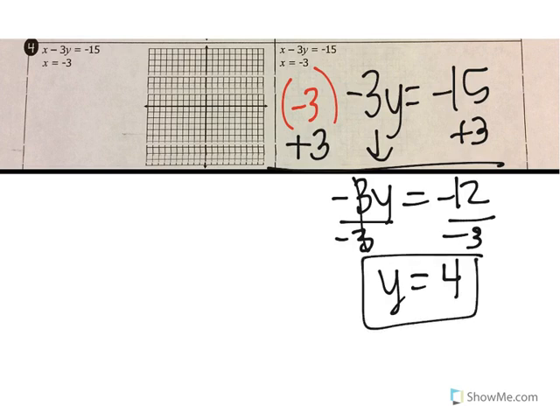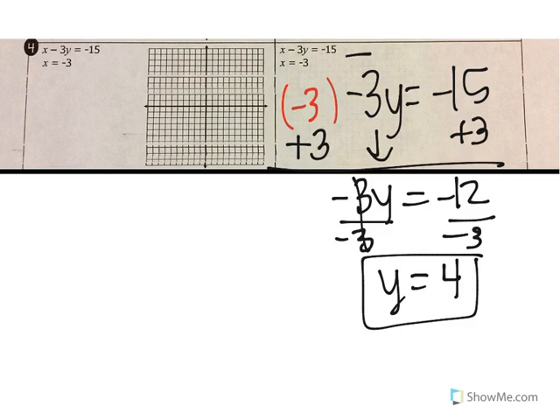Now, because I know y is equal to 4, I can't plug that y into the equation that we just used, so I gotta plug it back into the original. Now, if you think about it, do you really need to plug y in? No, because if they're going to intersect, x has to be -3.